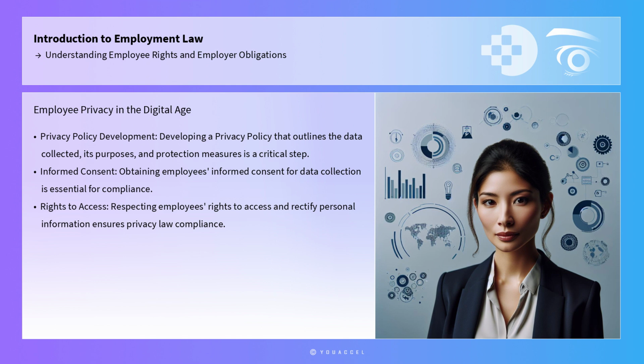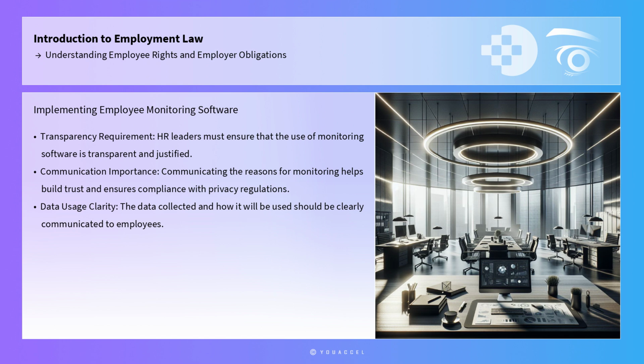Additionally, obtaining employees' informed consent for data collection and respecting their rights to access and rectify personal information are key practices to ensure compliance with privacy laws. A practical application of these privacy principles can be seen in the case of a company implementing employee monitoring software. HR leaders must ensure that the use of such software is transparent, justified, and limited to what is necessary for legitimate business purposes. Communicating the reasons for monitoring, the data collected, and how it will be used helps build trust and ensures compliance with privacy regulations.